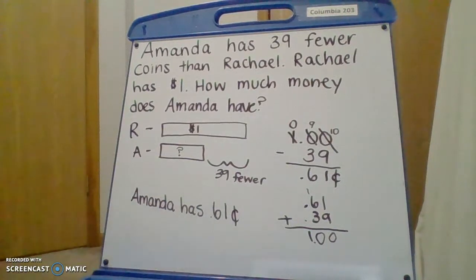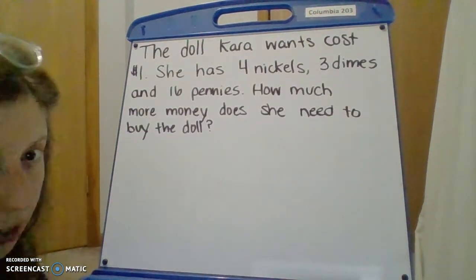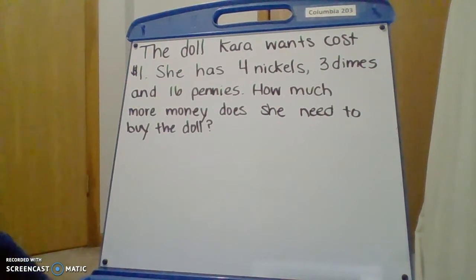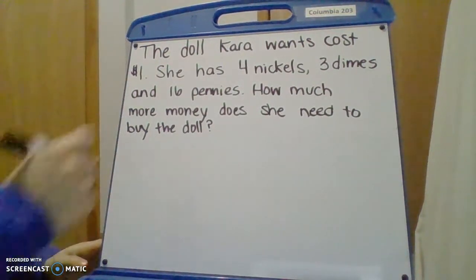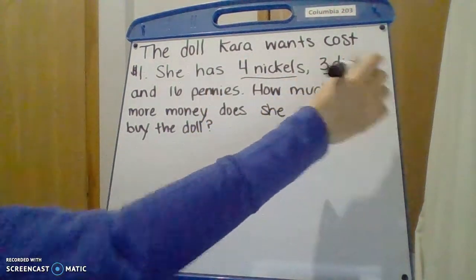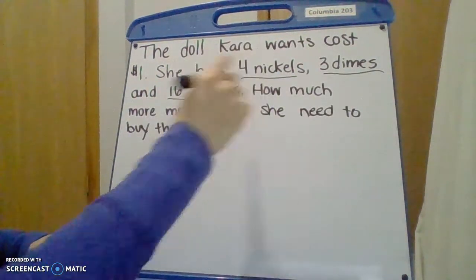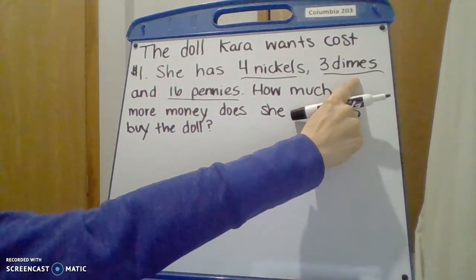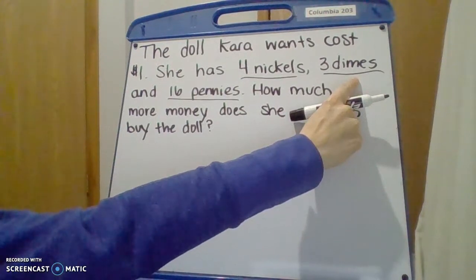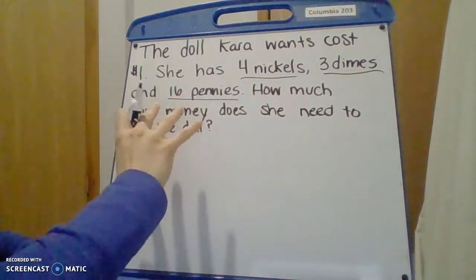Let's try another one. Okay, so your next problem says, the doll Carol wants costs $1. She has 4 nickels, 3 dimes, and 16 pennies. How much more money does she need to buy the doll? So we know that she has to get to $1, but right now she has 4 nickels. So right away I'm going to underline it so I know 3 dimes and 16 pennies, and I'm going to draw it. I'm always going to draw my biggest amount first, which for here, it's going to be your dimes. They're worth the most in this problem.